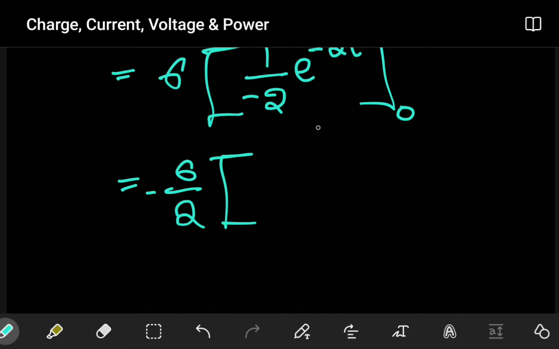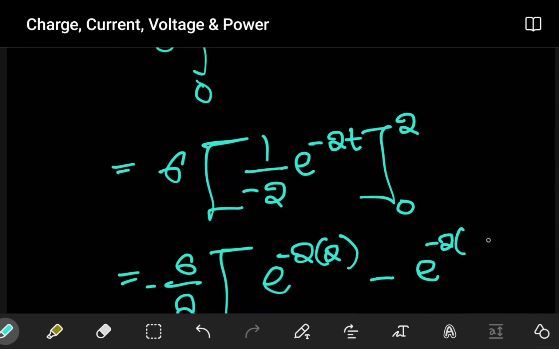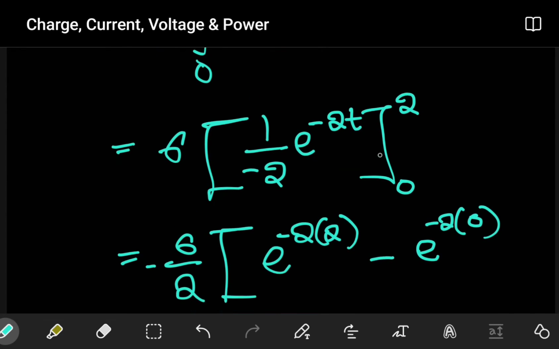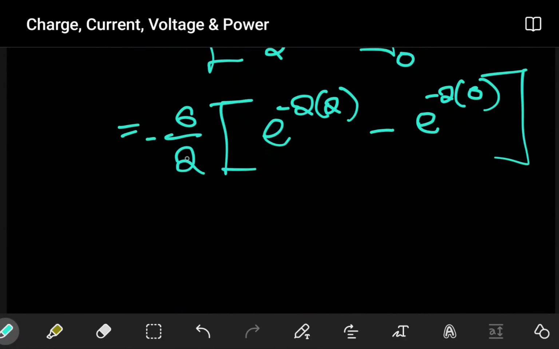-6/2. And then now, when we substitute the upper limit, this becomes e to the power -2, multiplying 2. And then when we substitute the lower limit, so this has to be minus when you substitute in the lower limit, and this is now e to the power -2 times 0. So here we have 0 when I substitute the lower limit. Okay, so from here we can simplify. 2 into 6 goes 3 times, so we have -3 here. And then this becomes e to the power -4.